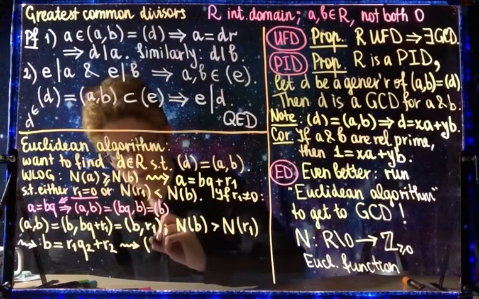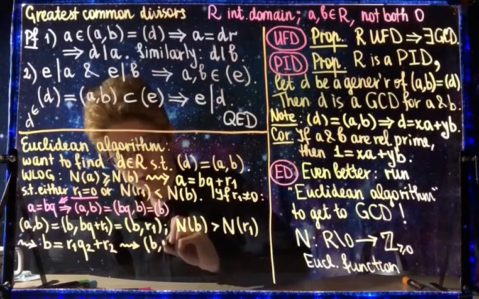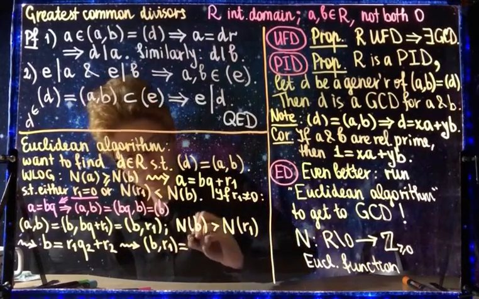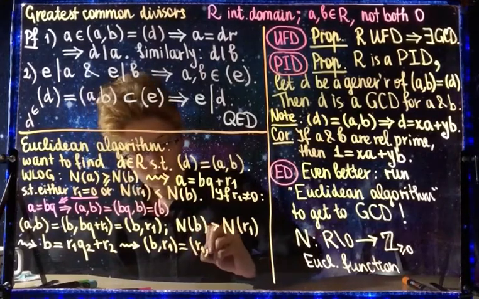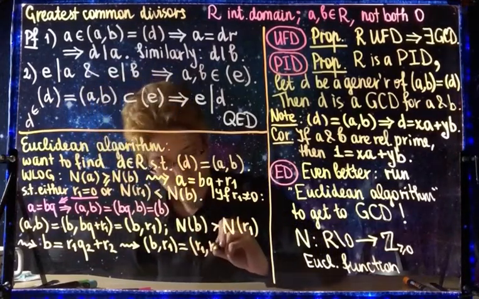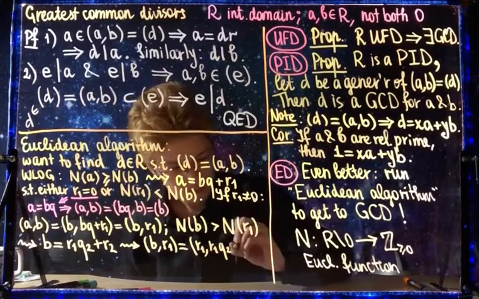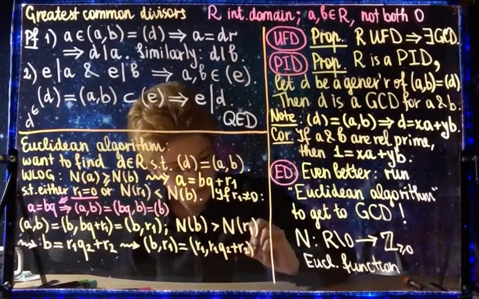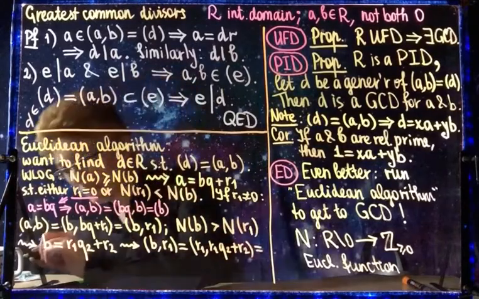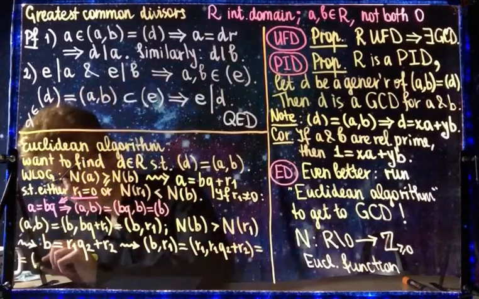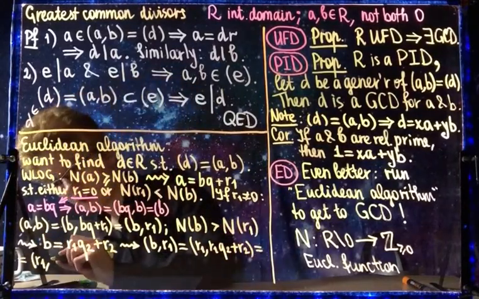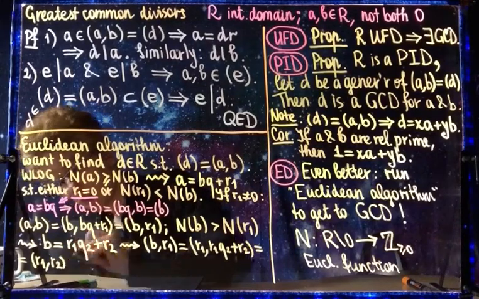And so (b, r1) is equal to (r1, r1 q2 plus r2). So this is equal to the ideal generated by r1, r2.